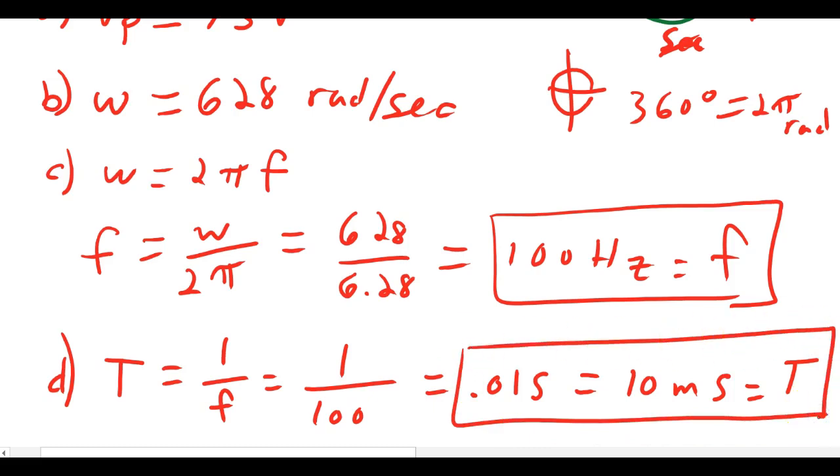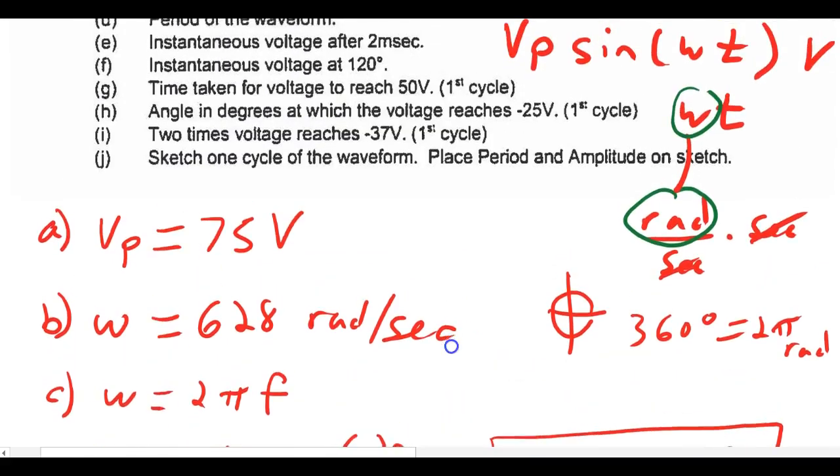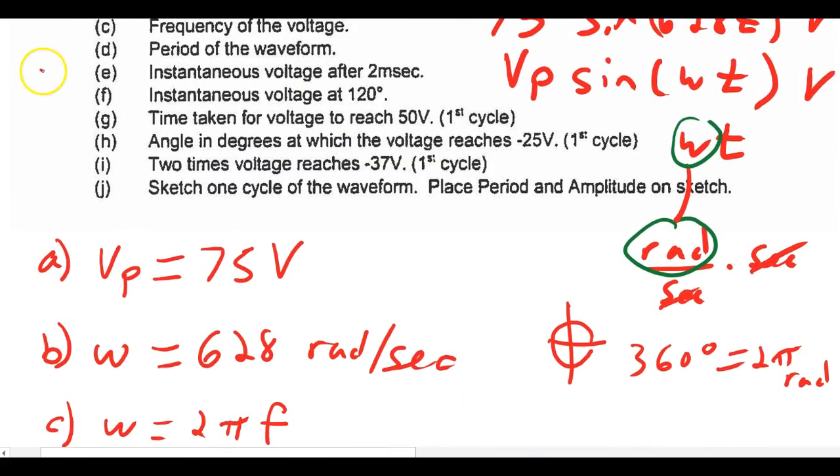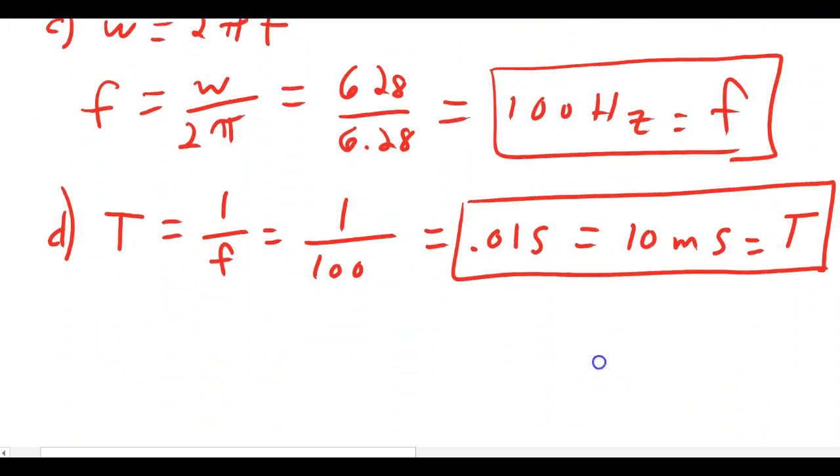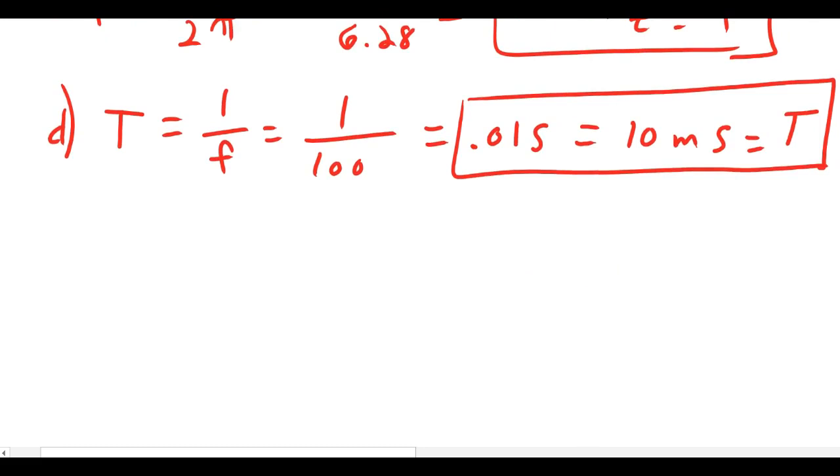Now, before we can do part E, which is the instantaneous voltage after 2 milliseconds, we should think about a sketch. I know that it doesn't ask us to sketch the waveform until part J, but for part E, basically we have this.